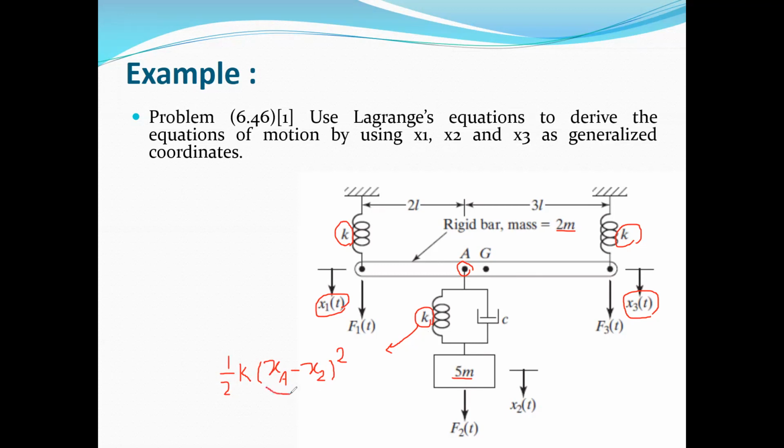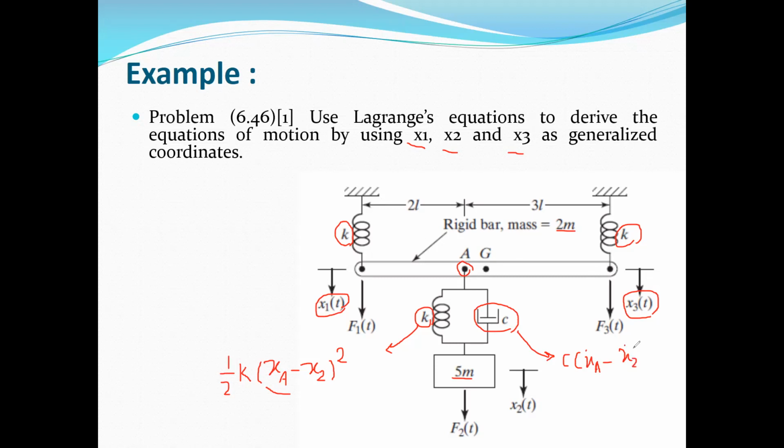And now we need to define xa as a function of x1 and x3, because we need to extract the potential energy in terms of x1, x2, and x3, not xa. So again, from the geometry, we can extract the relation between xa, x1, and x3. And also we need xa to obtain the work done by this damper, because you know that the work done by this damper is again c times xa dot minus x2 dot.